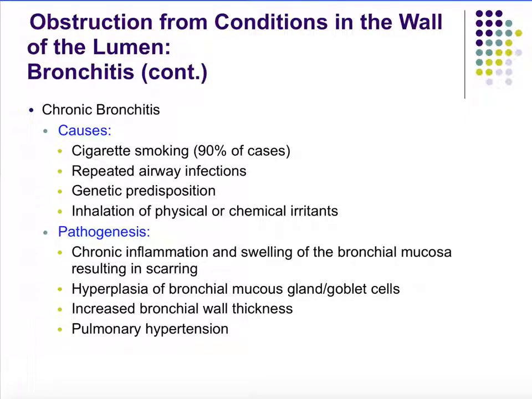The pathogenesis is that we'll see chronic inflammation, swelling, of the bronchial mucosa that results in scarring, and we'll also see hyperplasia of mucus glands, which are going to secrete our mucus, or goblet cells, which also secrete our mucus. We have increased bronchial wall thickening as these mucus cells increase, and we can also see pulmonary hypertension, which is high blood pressure in our pulmonary circuit.